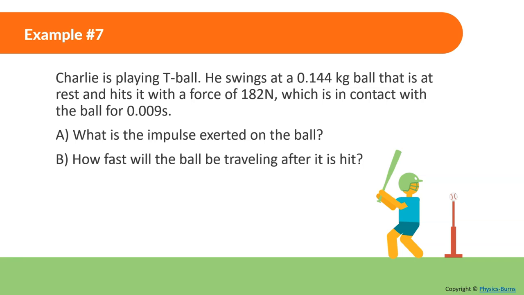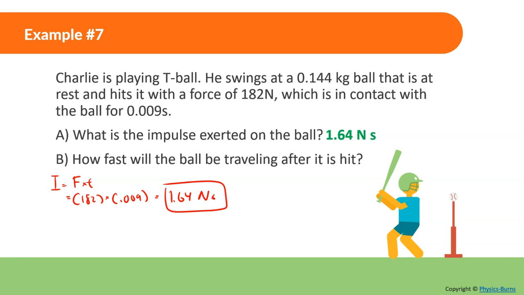All right, example number 7. Charlie is playing t-ball. He swings at a 0.144 kilogram ball that is at rest and hits it with a force of 182 newtons, which is in contact with the ball for 0.009 seconds. What is the impulse exerted on the ball? Okay, so we know that impulse is equal to force times time. So force is 182, and the time is 0.009 seconds. 182 times 0.009, and we get 1.64 newton seconds.